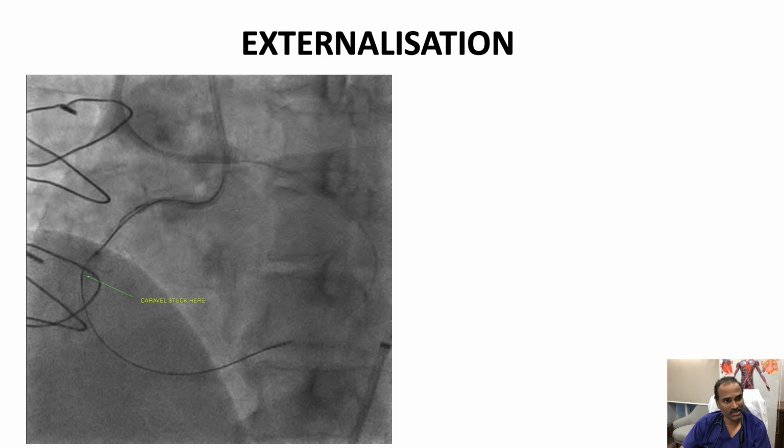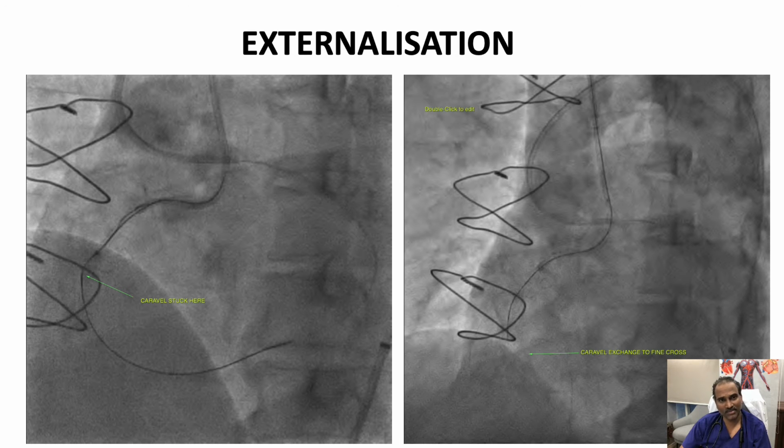But what happened is the Caravel is stuck here, and the Caravel is not advancing beyond this point. So at this juncture I understood that the entire difficulty is because of the calcium. That calcium is not allowing your wires to perforate and come back to the true lumen. But once we could come back to the true lumen, it is preventing the Caravel catheter from coming through. So the calcium complicated my reverse CART.